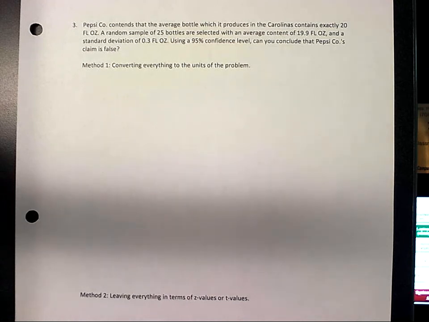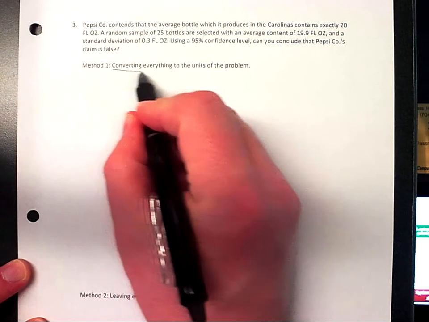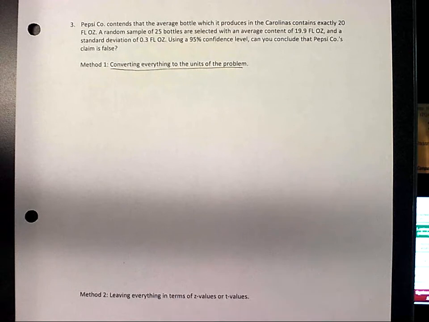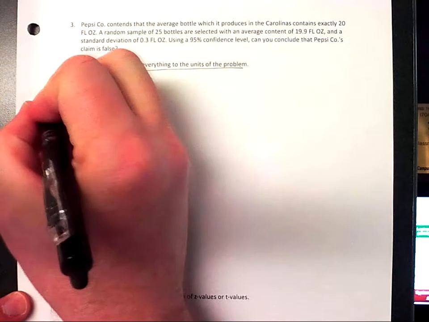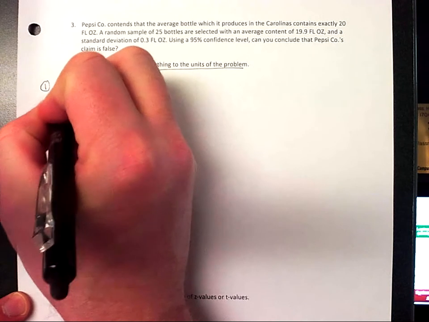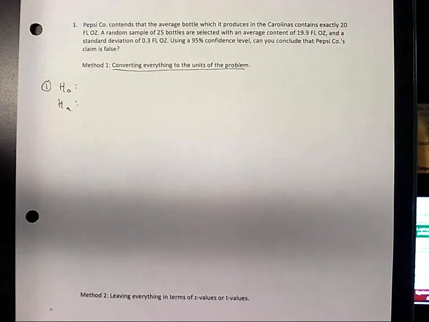All right. As always, how do we know that this is a Chapter 8 question? Awesome. We're trying to test some claim. So whenever we're trying to test some claim, if we're trying to convert everything to the units of the problem, what are the units of the problem? Awesome. So we're going to first start off this problem by writing our null and our alternative hypothesis, and everything that we do after this, we're always going to do in terms of fluid ounces. All right. Step number 1, writing our null and alternative hypothesis.